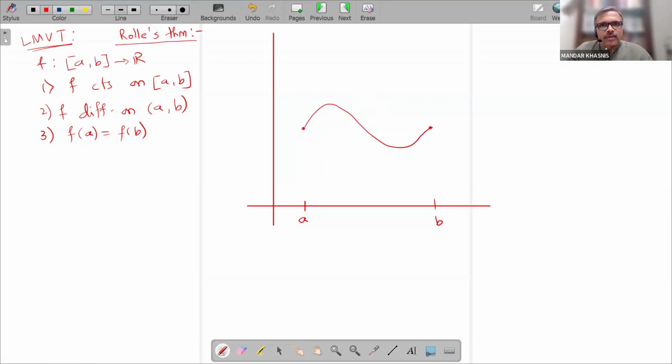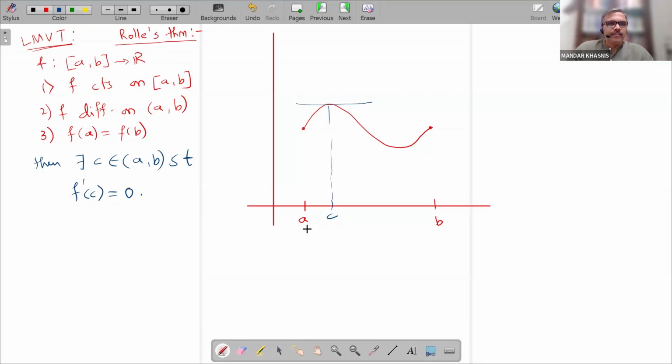And the conclusion is, there is always going to be at least one point where the tangent to the curve at that point is parallel to the x-axis. That is, the slope of the tangent is 0. That means there exists a point C between A and B. This is that point C that I'm looking for, such that the derivative of the function at that point is 0. In other words, the tangent at that point is parallel to the x-axis. This is what Rolle's theorem is.